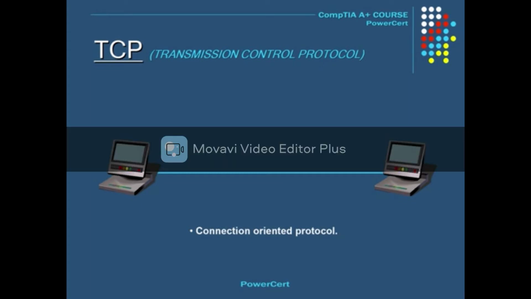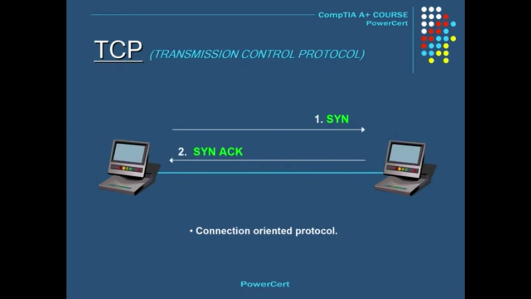The first step is that a computer will send a message called a SYN, S-Y-N. Then the receiving computer will send back an acknowledgement message telling the sender that it has received the message. And finally, the sender computer sends another acknowledgement message back to the receiver. Once this has taken place, data can be delivered.